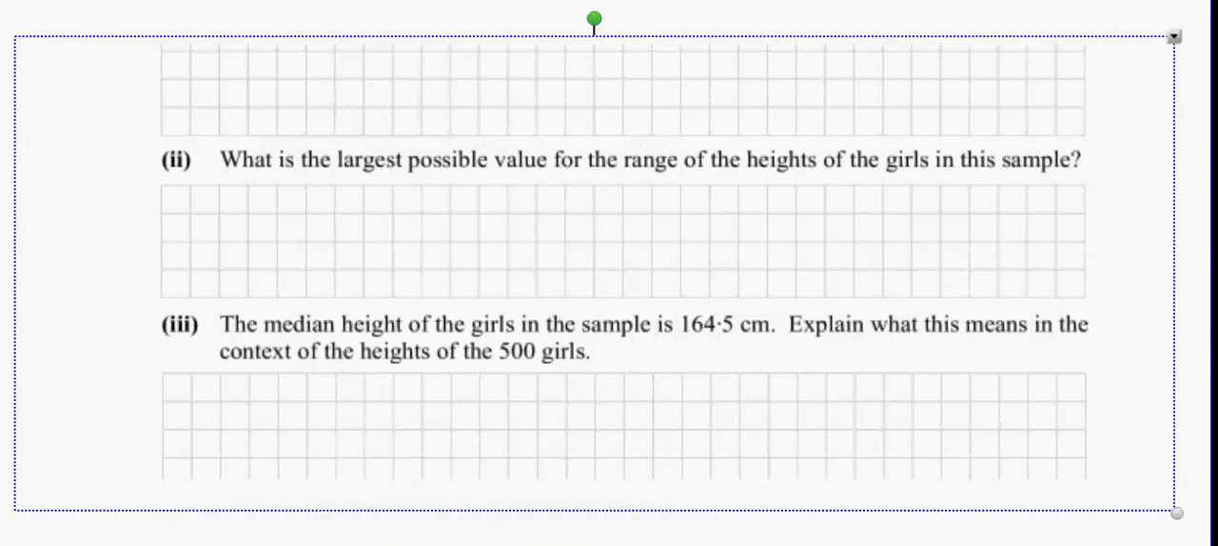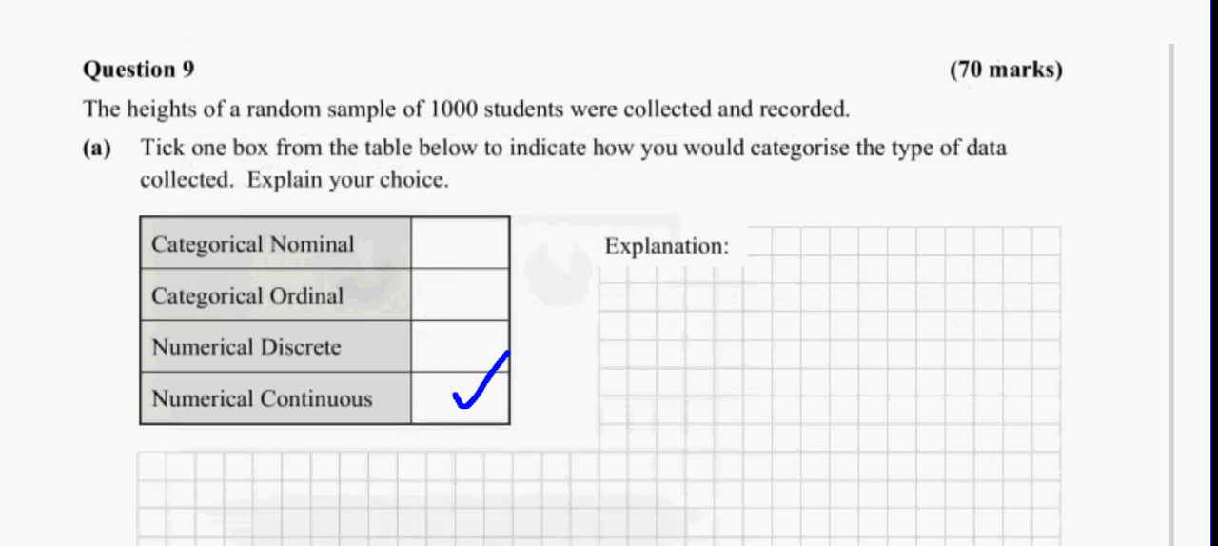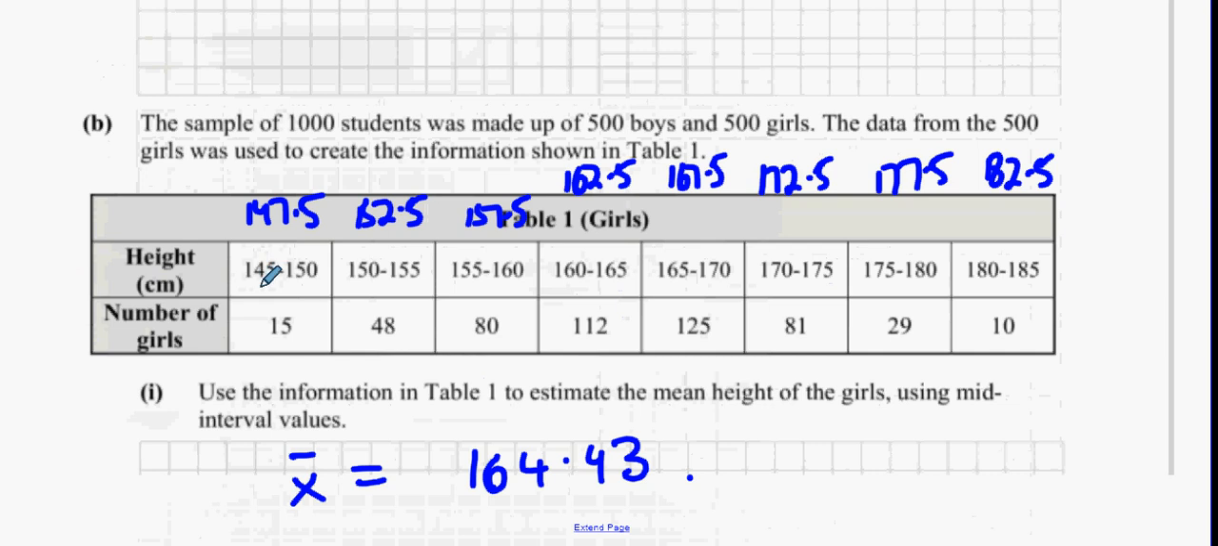Alright. What's the largest possible value for the range of heights of the girls in this sample? Largest range possible, lads. What do we think? This girl is going to be as short as possible, which is 145. This girl will be as tall as possible. There's an argument to be made there. Can that girl be 185? She's not allowed to be 185. Why? She'd be ranked from 185 upwards, no?